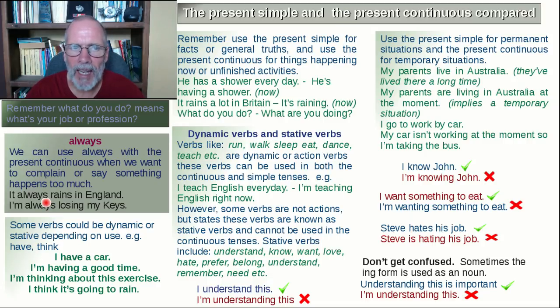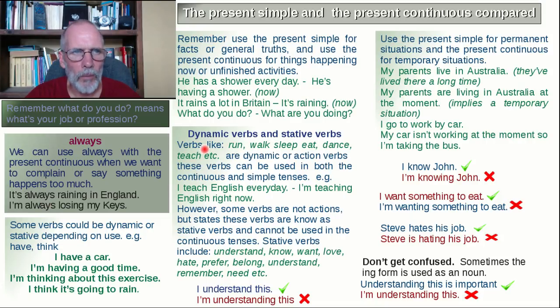But if I said, it's always raining in England, it means I think it rains in England too much. Okay, now let's move on to this section here. Dynamic verbs and stative verbs. Verbs like run, walk, sleep, eat, dance, teach, etc. are dynamic or action verbs. These verbs can be used in both the continuous and the simple tenses.